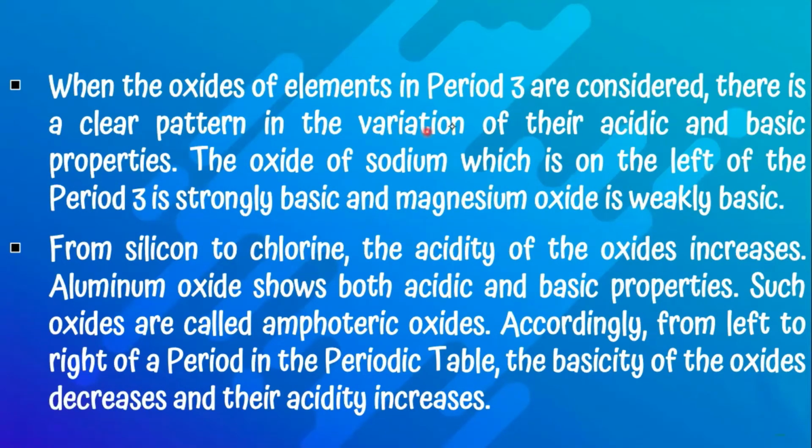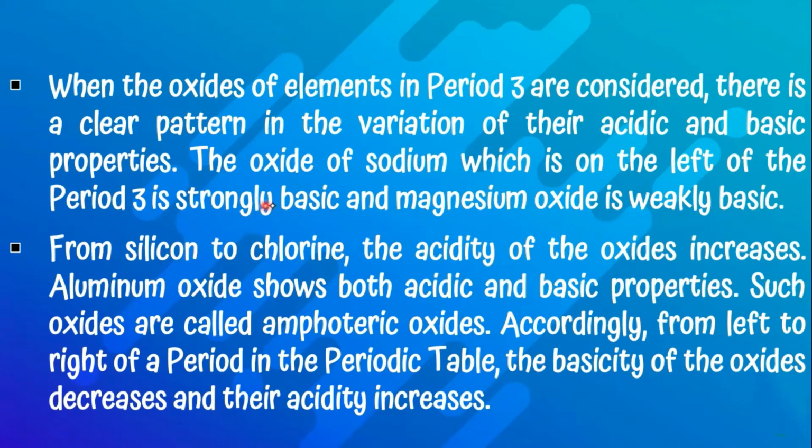When the oxides of elements in period 3 are considered, there is a clear pattern in the variation of their acidic and basic properties. The oxide of sodium, which is on the left side of period 3, is strongly basic and magnesium oxide is weakly basic.